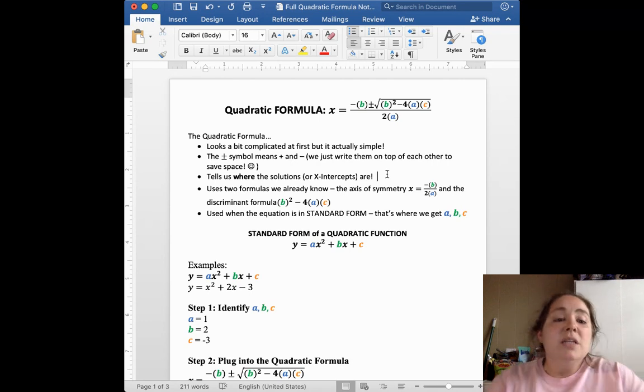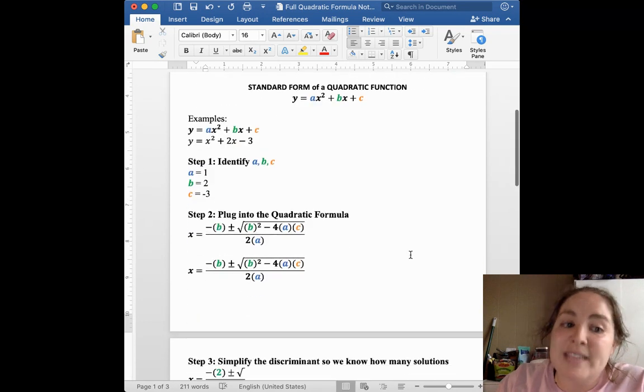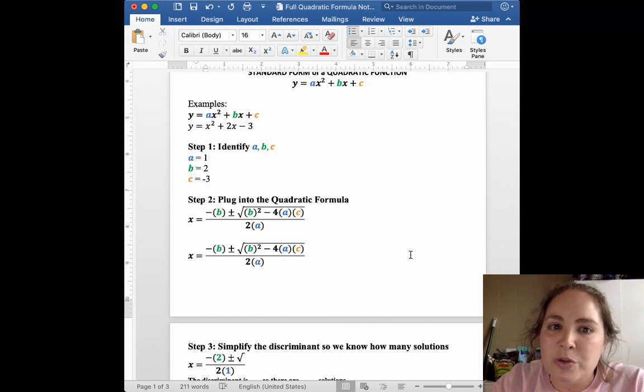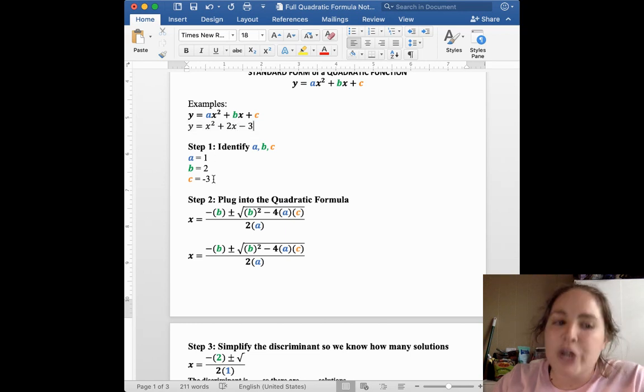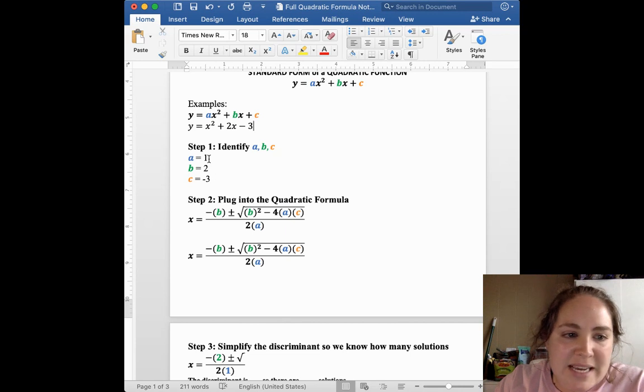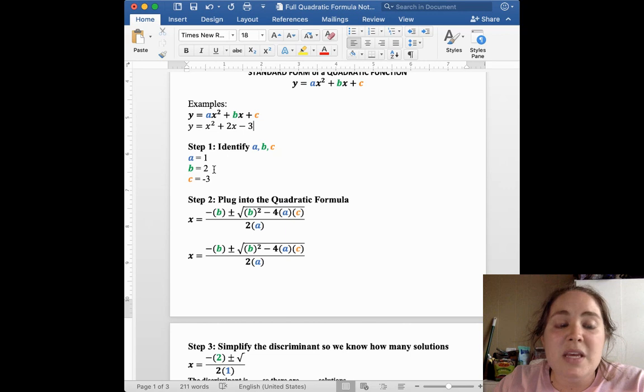All right, so let's take a look at an example. And this is an example that we also use in our discriminant formula video. So we've got the equation y equals x squared plus 2x minus 3. We already know how to identify a, b, and c. A is 1 because there's no number here in front of x squared. B is positive 2. And C is negative 3.